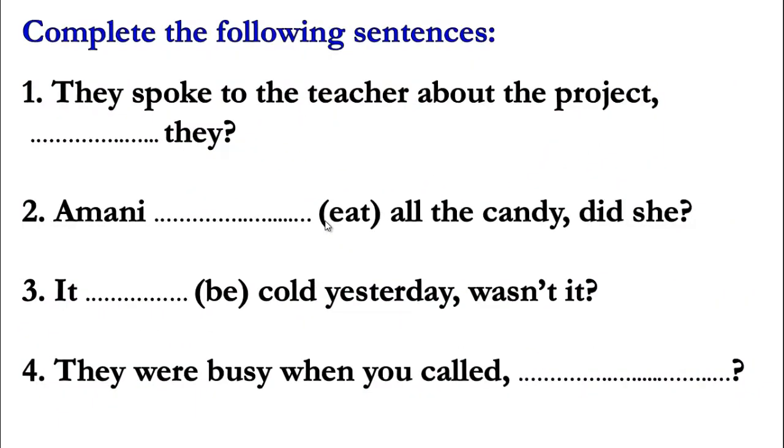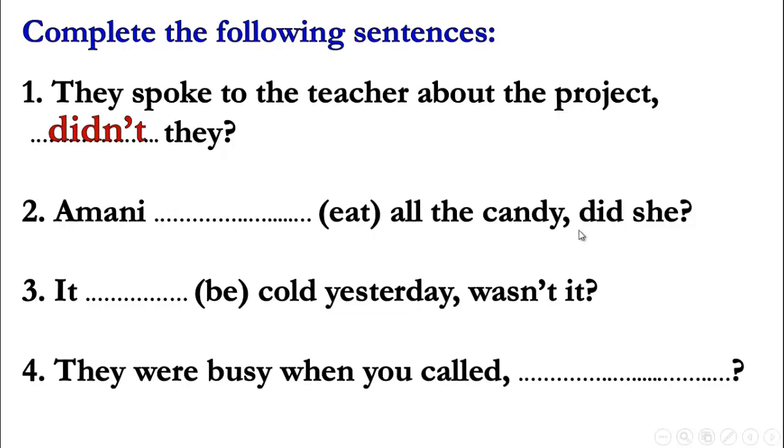The first one: they spoke to the teacher about the project, space, they. If you look here, you find the word spoke, past simple, very good. So you're going to use what? What is the helping verb? Excellent, did. And is the sentence positive or negative? That's right, positive. So the helping verb is going to be in the negative form. So it's going to be what here? Excellent, didn't, didn't.